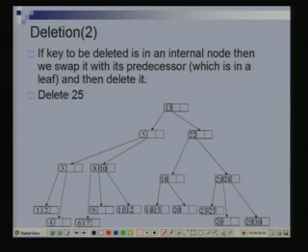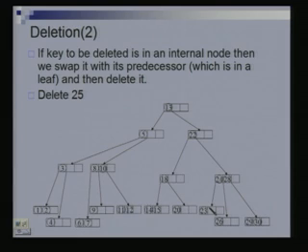Now I have to recall I was deleting 25, so I swapped 24 and 25, and now I just have to get rid of 25. So I will get rid of 25 by that. So 25 will dissipate from here. It's a very simple case.